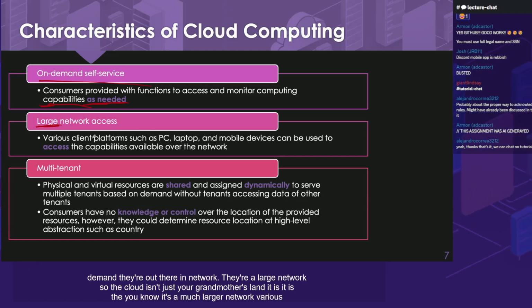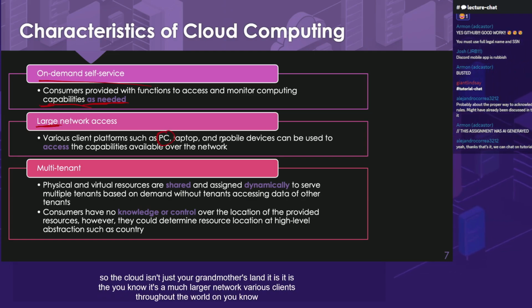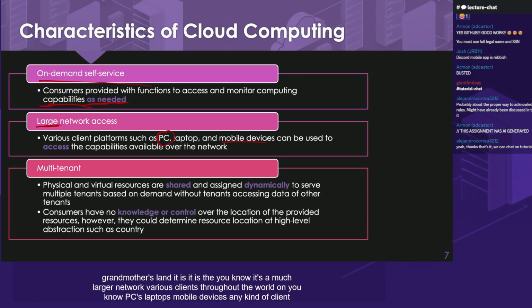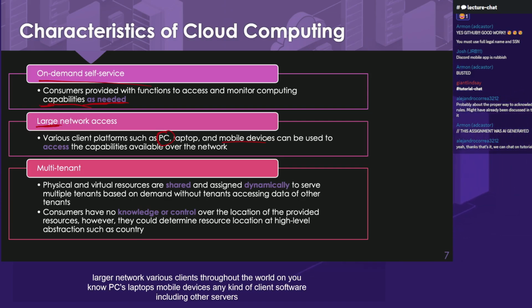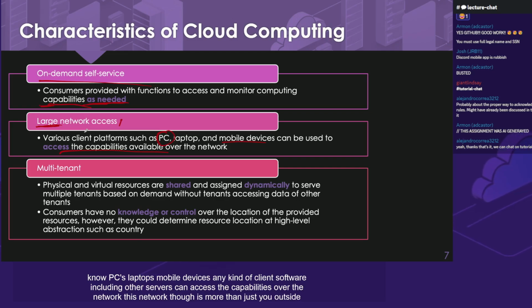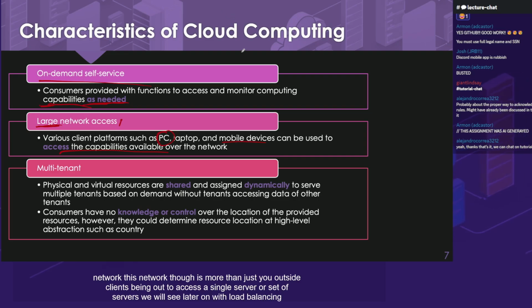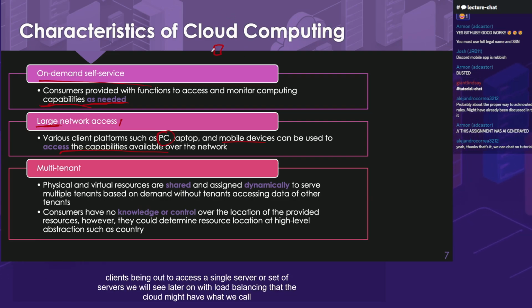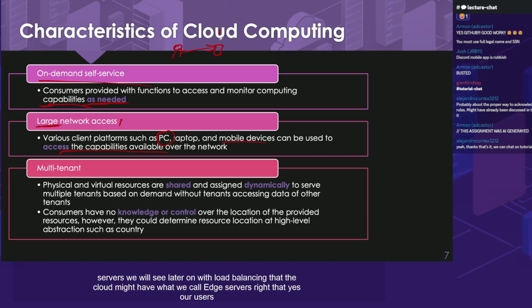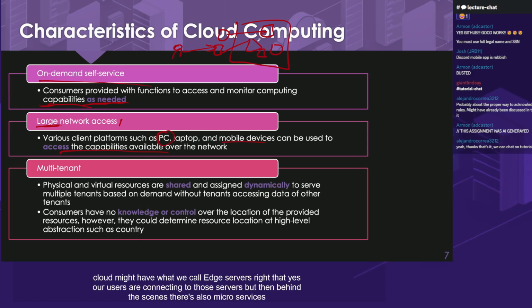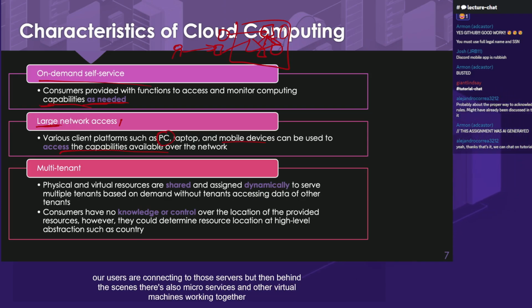Various clients throughout the world on PCs, laptops, mobile devices, any kind of client software, including other servers, can access the capabilities over the network. This network, though, is more than just outside clients being able to access a single server or a set of servers. We will see later on with load balancing that the cloud might have what we call edge servers, right? That, yes, our users are connecting to those servers, but then behind the scenes, there's all sorts of microservices and other virtual machines working together. The database itself might be inside there, or definitely would be inside there, all hidden away.